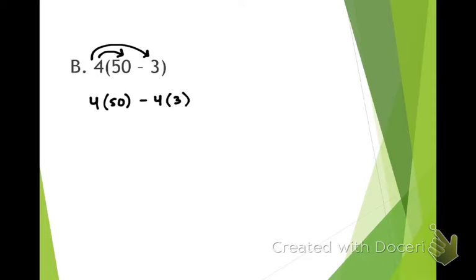All right, guys, what's 4 times 50? 200. Minus, what's 4 times 3? 12. All right, now we're going to subtract those. 200 minus 12. What is it? 188.